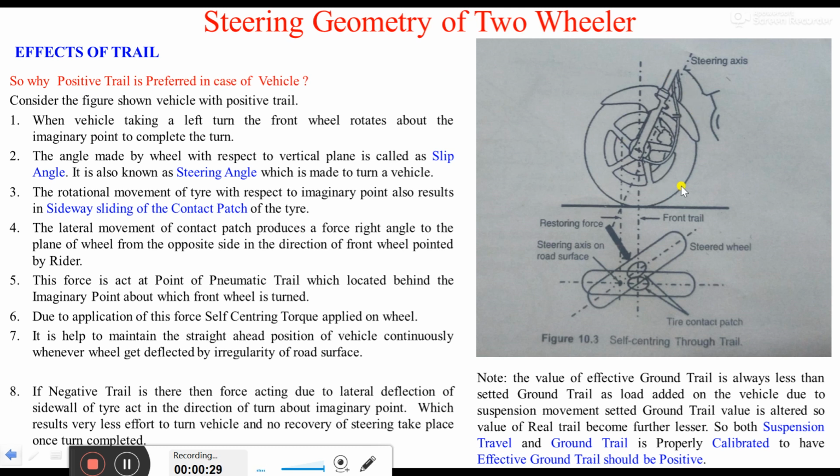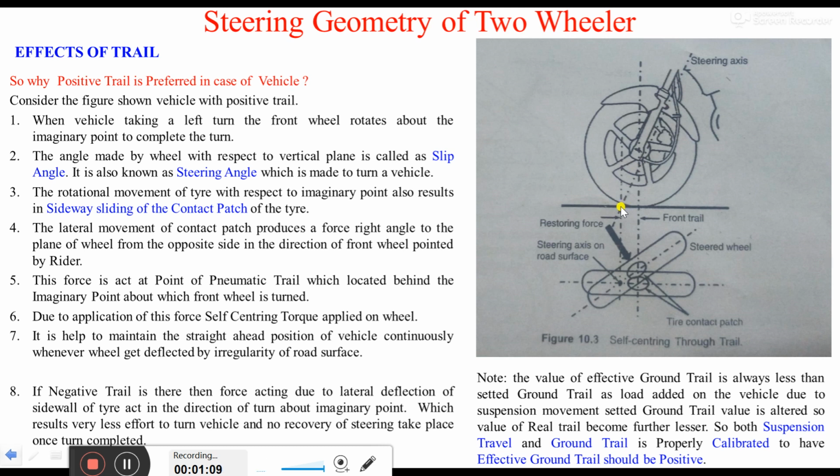Here, first of all, consider this image. Here this is a vertical axis. Okay, the axis which is passing through the wheel hub. This is the steering axis, the axis which is passing through the head tube and making an intersection point with the ground. Now that intersection point we term as an imaginary point, because here somewhere the steering axis is supposed to intersect with the ground. That point is the imaginary point.